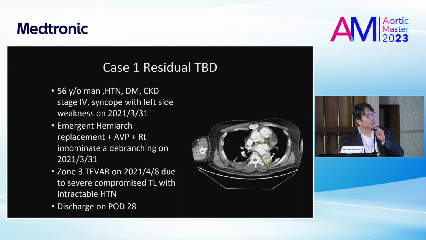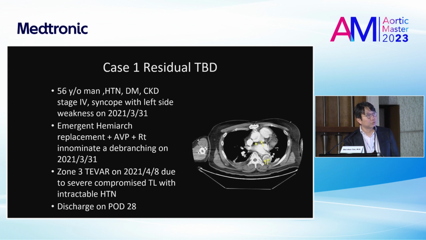So I came with the first case, 56 years old. The patient has hypertension, diabetes, syncope with left side weakness in 2021. And then we had an emergent operation for this patient. Actually, during the same admission, we did the zone 3 T-bar because the patient has a compromised true lumen. The reason that we did not do the T-bar at the emergent operation is that for all our patients, if we don't note any tear over the arch, we won't do T-bar.